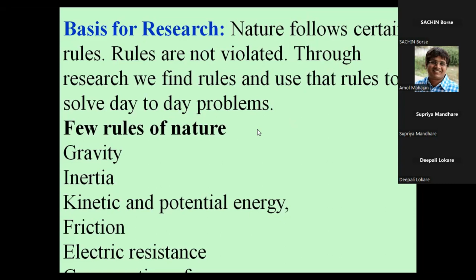That's why we say research. Things are already there, the rules are already there in nature. So we only want to know the rules and then utilize these rules for our benefit, to solve day-to-day problems.